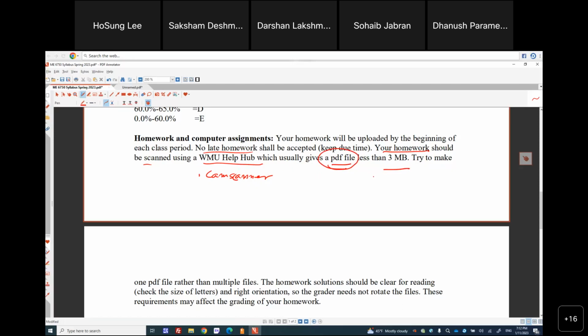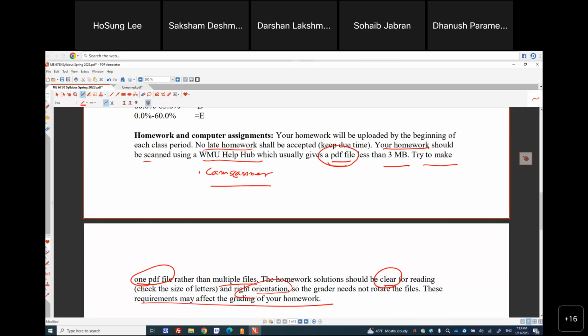Some students create 10 megabyte files and I have a problem opening them. So you have to use proper software to scan your work and upload it. It's your responsibility. Keep in mind, one PDF, no multiple files, and clear. Sometimes it's hard to read, then you have trouble. So it should be clear and correctly oriented. Don't make me rotate your work. I have a number of students, so you have to really work on that.